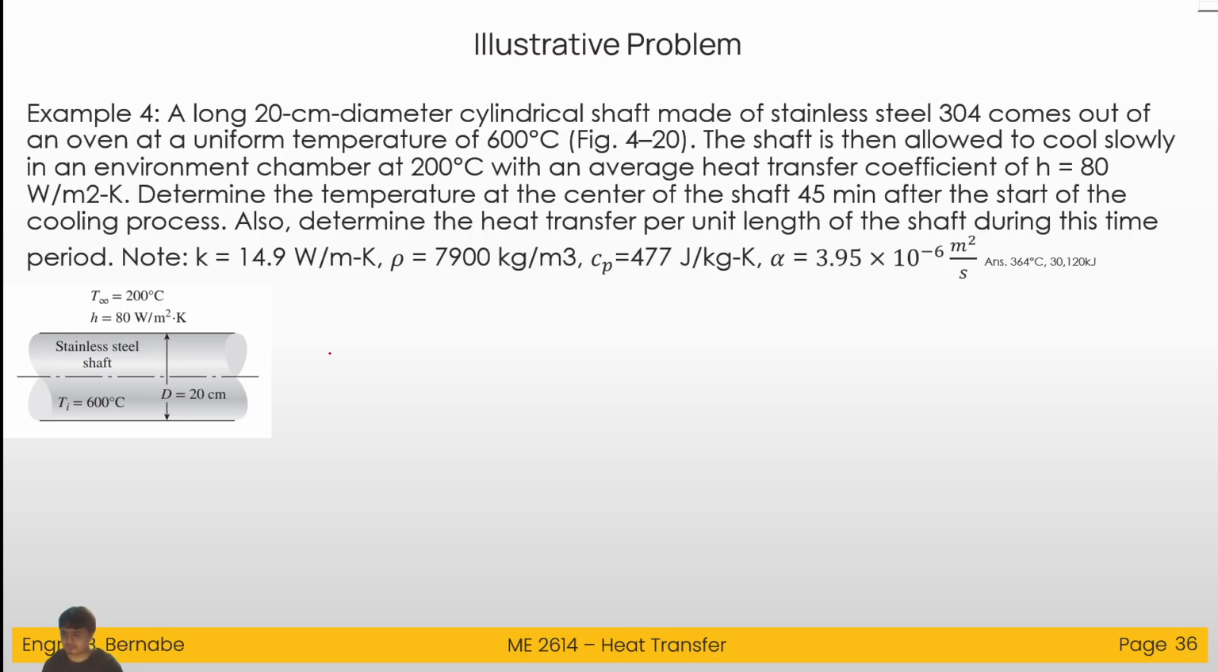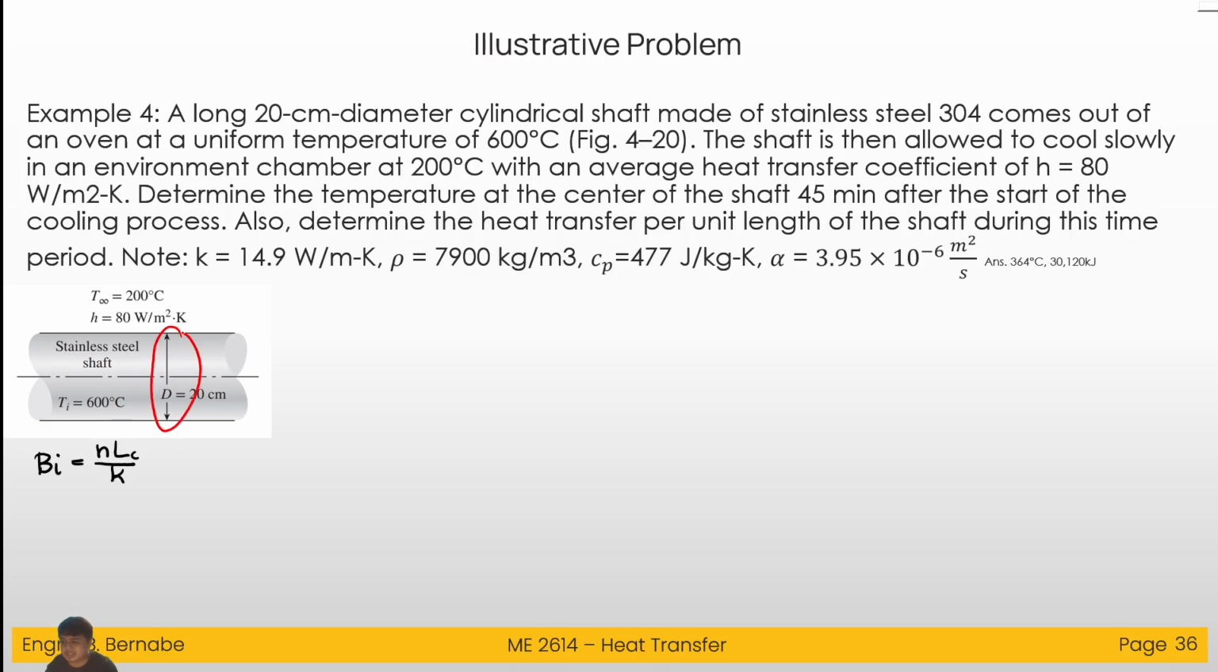In order to solve this problem, we have to check first if the Biot number is less than 0.1. The solution will be much simpler and faster if the Biot number is small. So we can solve first for the Biot number, which is just h L_c over k. The h here is given, the k is given. The L_c is what?